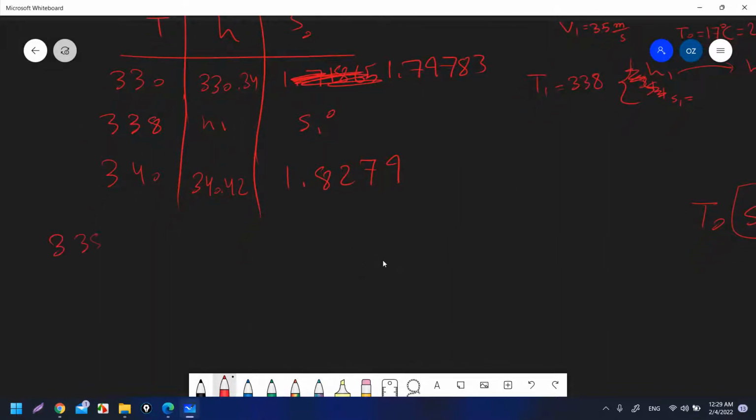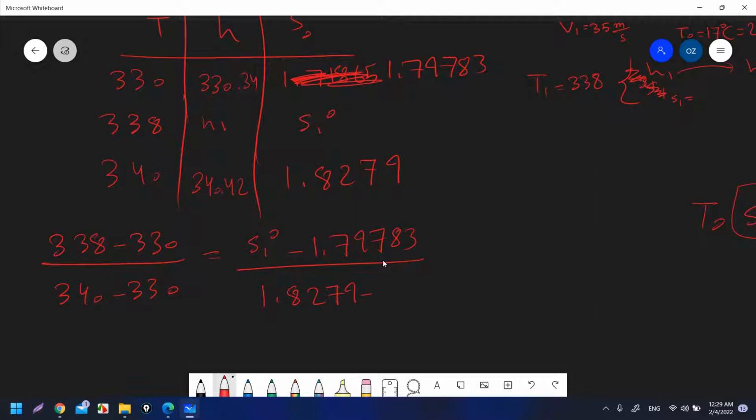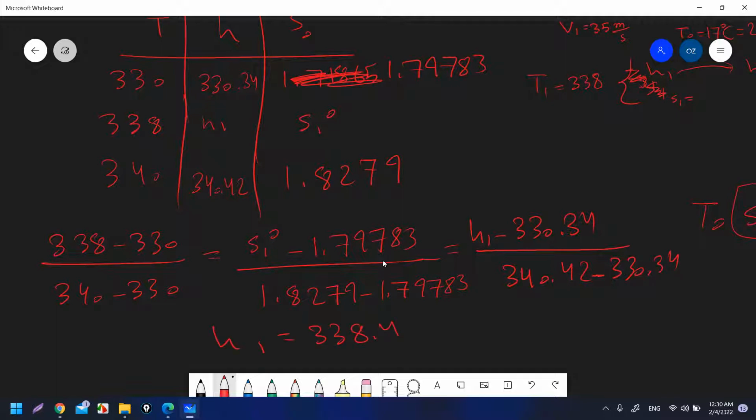So we'll make the interpolation: 338 minus 330 over 340 minus 330 is equal to S1 naught minus 1.79783 over 1.8279 minus 1.79783, and this will equal to, for the enthalpy also, H1 minus 330.34 over 340.42 minus 330.34, and H1 will be 338.4 kilojoule per kilogram, and S1 naught is 1.8219 kilojoule per kilogram Kelvin. Okay.